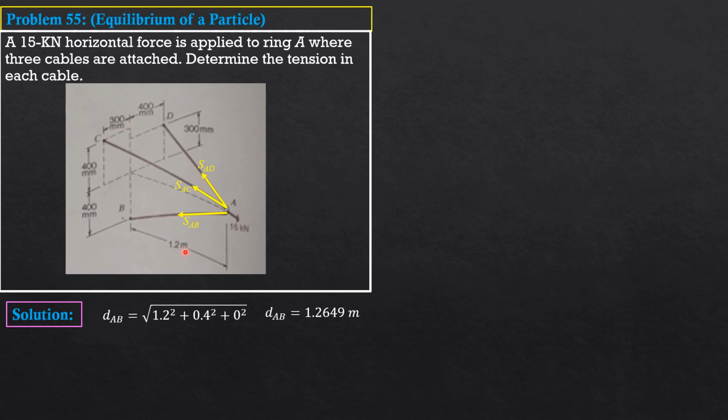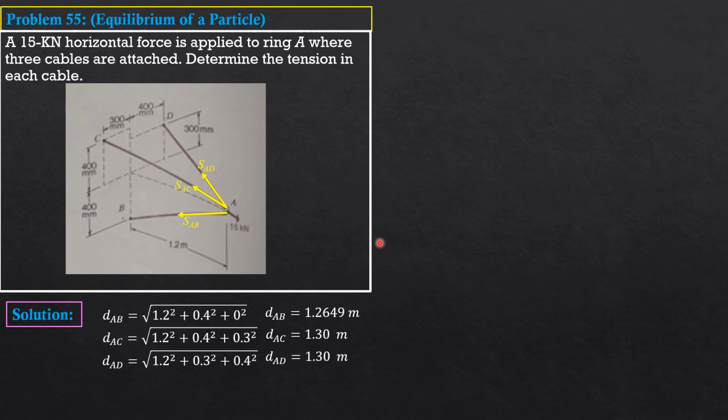Then distance AC, it is to the left 1.2, up 0.4, then forward 0.3. So distance AC is square root of 1.2 squared plus 0.4 squared plus 0.3 squared. So distance AC is equal to 1.3 meters. Then distance AD is going to the left 1.2, upward 0.3, backward 0.4. So distance AD is square root of 1.2 squared plus 0.3 squared plus 0.4 squared. So it is also 1.3.